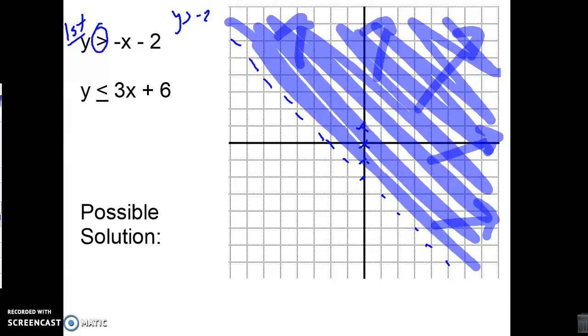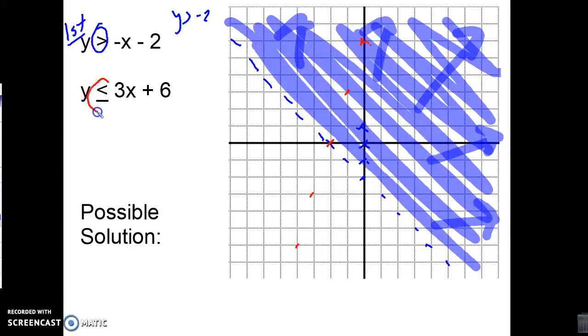Our second inequality has a y-intercept of 6, so that's my starting point. So from my origin, I'm going to go up 1, 2, 3, 4, 5, 6. So my starting point is right here at 6. My slope is negative 3x, so I can't go up 3 over 1, I need to go down 3 to the right 1. So my next point is going to be right here and then I go down 3 to the right 1 again, and I can also go up 3 to the left 1.